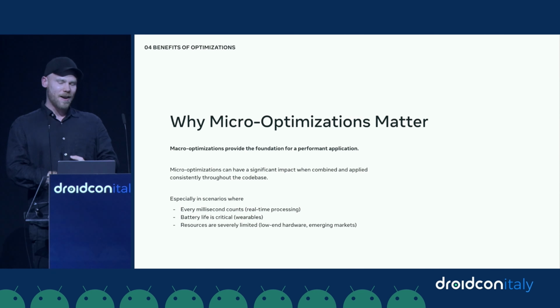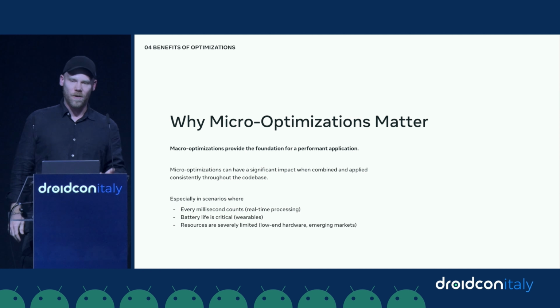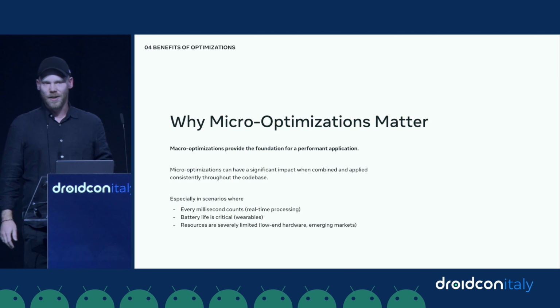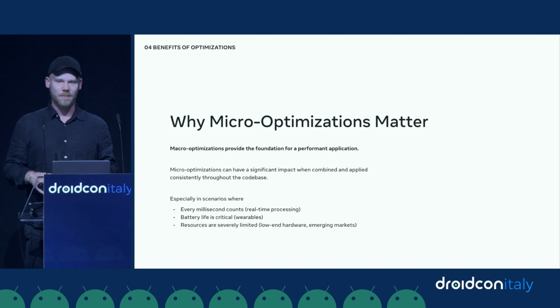Why do they actually matter? The macro optimizations we looked at earlier, 2 slides ago, lay the foundation for a performant application. So we need to make sure that this is also there. We can't just not do it and just do micro optimizations. We need both in a way.